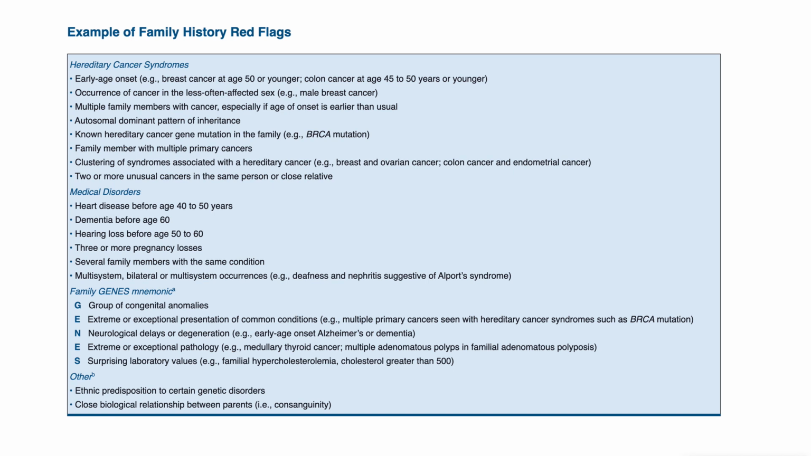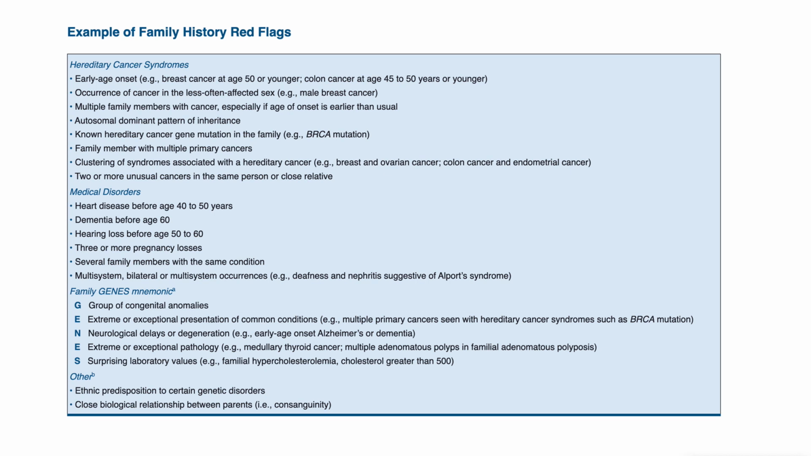Any autosomal dominant pattern of inheritance. Known hereditary cancer mutations, like I know my mother had breast cancer and she had a BRCA1 and BRCA2 mutation. Family member with multiple primary cancers, clustering of syndromes associated with a hereditary disorder. Examples given here. Two or more unusual cancers in the same person or close relative.